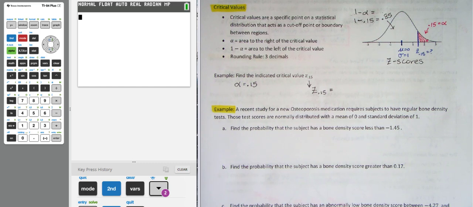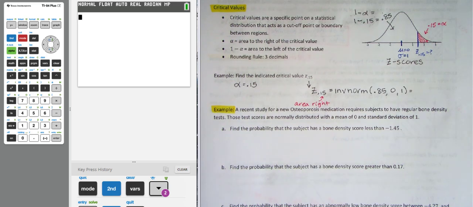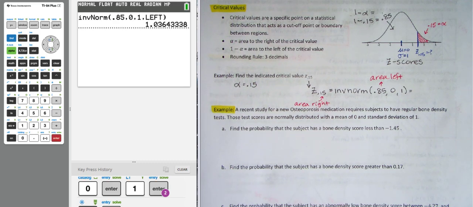When working with z-scores, such as z of 0.15, remember that the value that is there to the right is a subscript, again representing the area to the right of the z-score I am trying to find. I will then do that using the INV norm feature with a 0.85, or area to the left of the z-score I'm trying to find, and again my mean and standard deviation of 0 and 1. Notice that what I have written on my paper does not include the words left, right, or center, but on my calculator, because I have that option, it will show me what I've chosen.